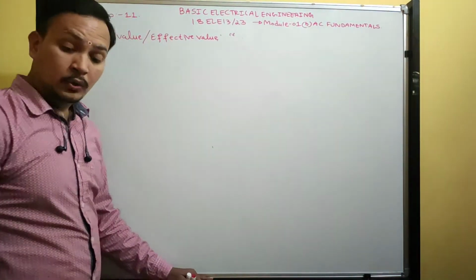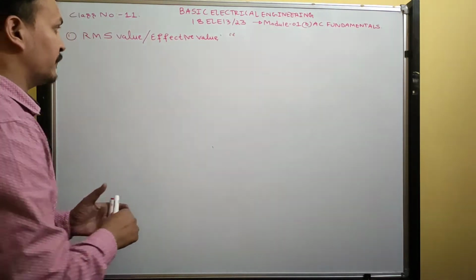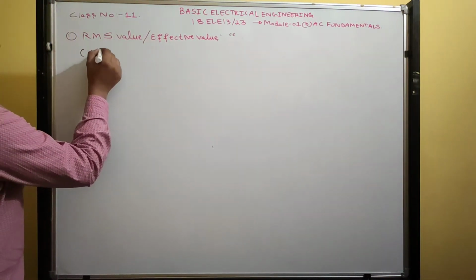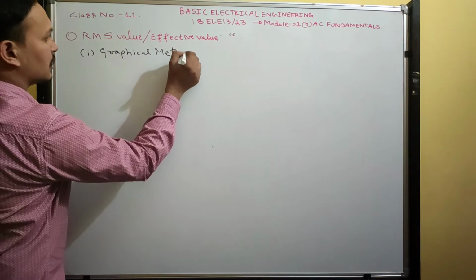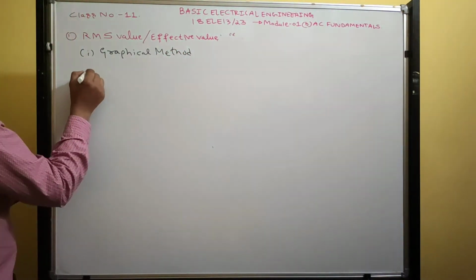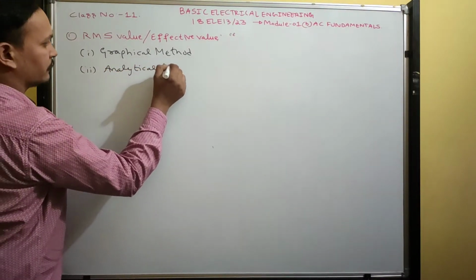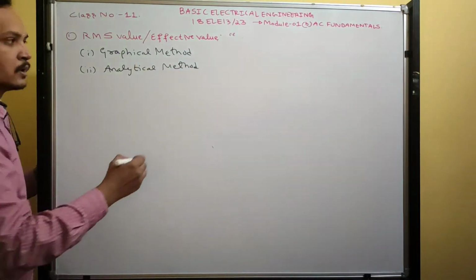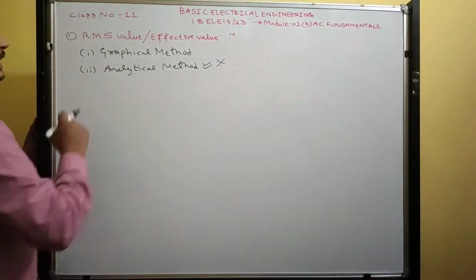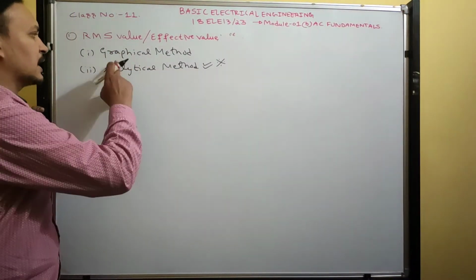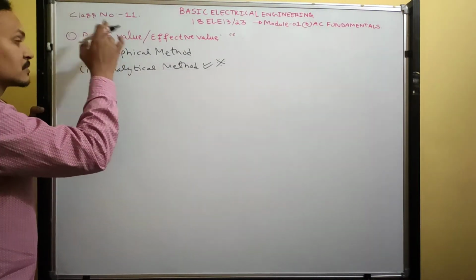Now there are two methods to determine the RMS value. The first one is the graphical method, and the other one is the analytical method. Guys, for the exam the analytical method is important. Before that, we need to study the graphical method for understanding purposes. In the graphical method, you get an exact understanding of root mean square. Why is it called root mean square?